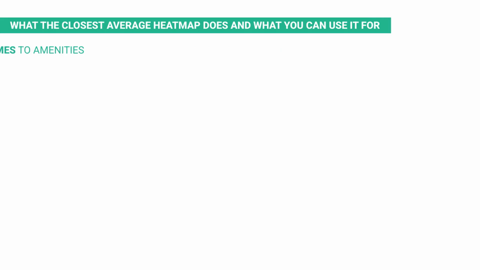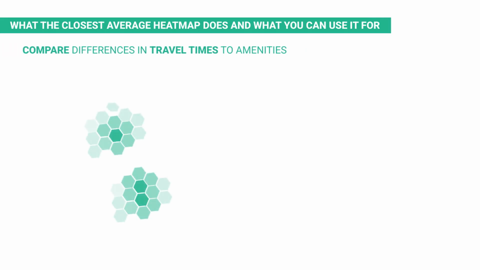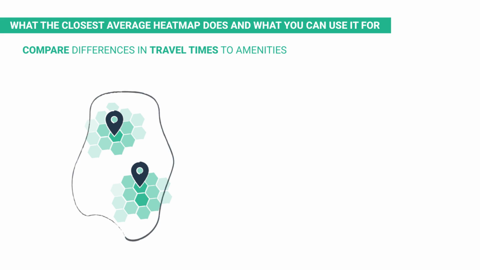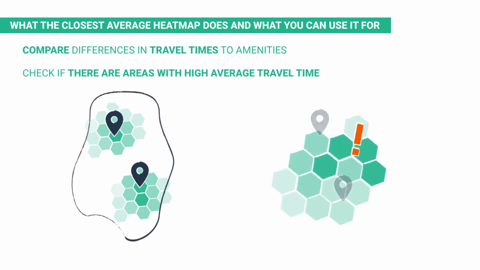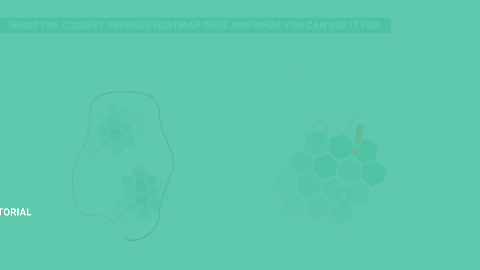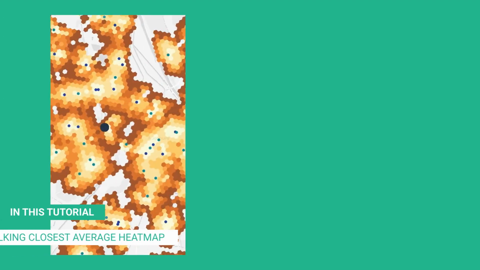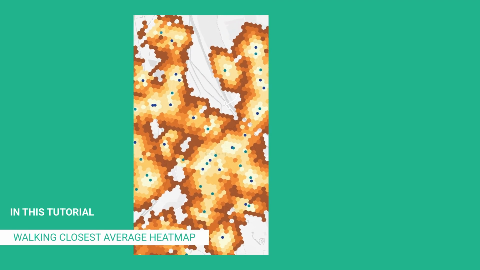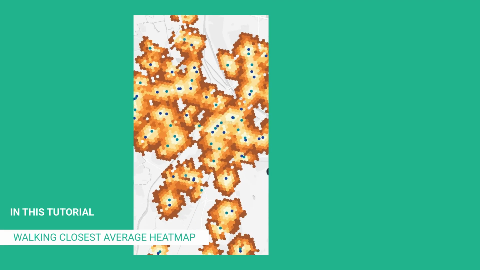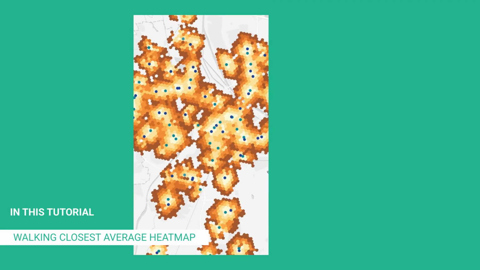It can be used to compare differences in average travel times to amenities across different neighborhoods, or to see if there are areas with high average travel times to amenities that could benefit from improved transport infrastructure. In this tutorial, we'll compute a walking closest average heat map with a 10-minute travel time limit to 2 destinations. Let's go through the steps to create this in Goat.